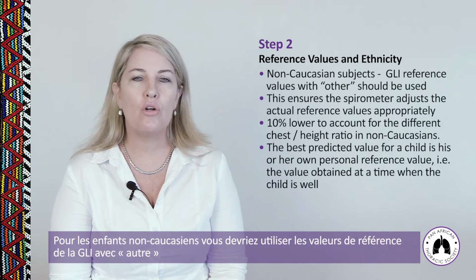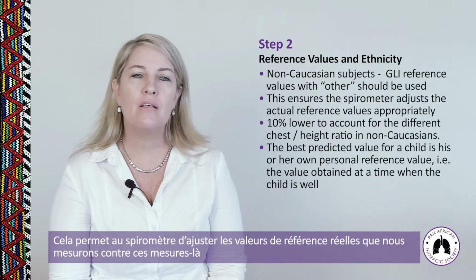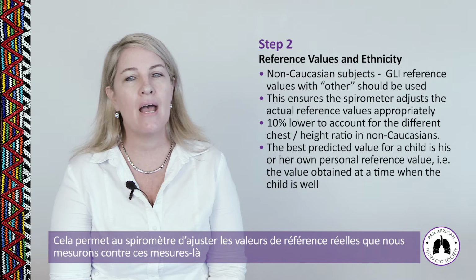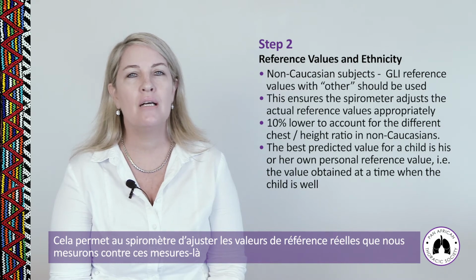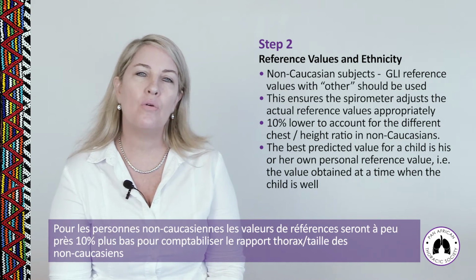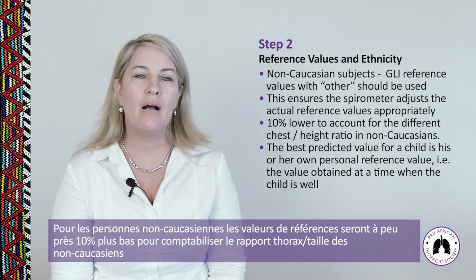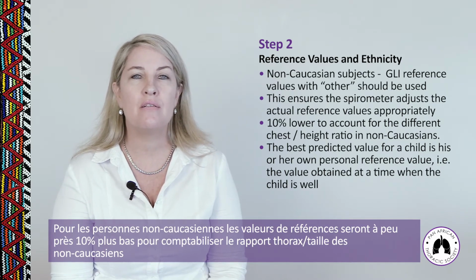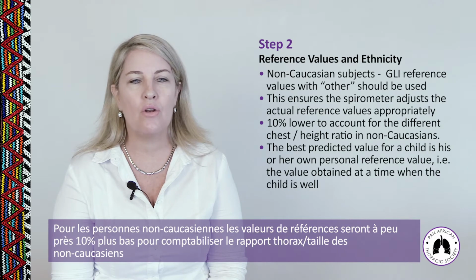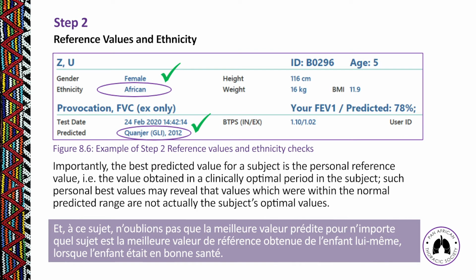For children who are not Caucasian, the GLI reference values with other should be used. This will ensure that the spirometer adjusts the actual reference values that we measure our child's values against. For persons who are not Caucasian, the reference values will be approximately 10% lower to account for chest height ratio differences between Caucasians and non-Caucasians. And on this point, just remember that the best predicted value for any patient is that child's personal best reference value.